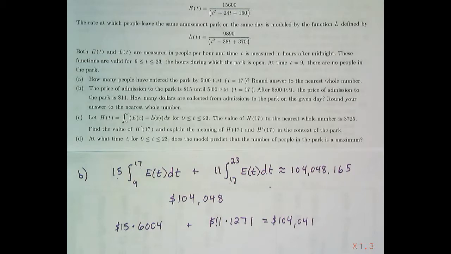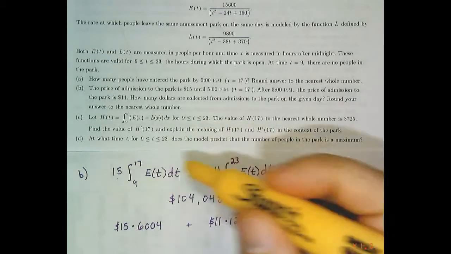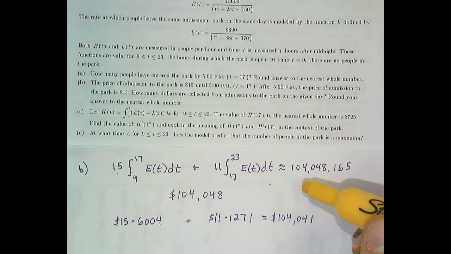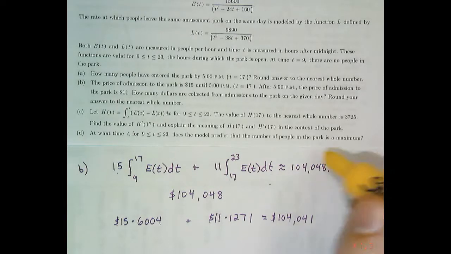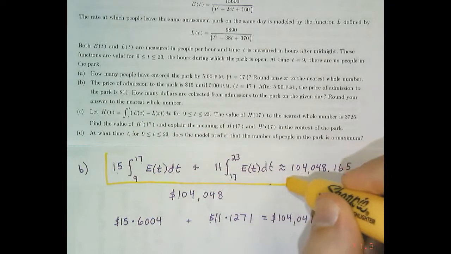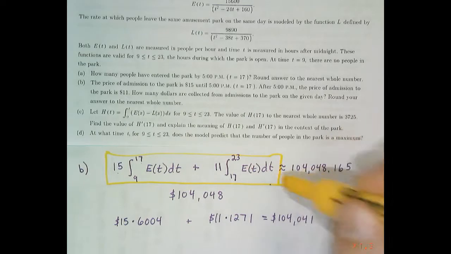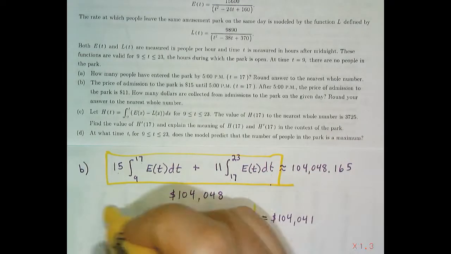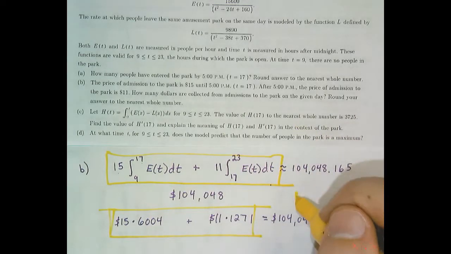Regardless, part B is worth only 1 point, and that point comes from having the setup correct. Whether you chose this setup or this setup, it's only 1 point for part B.